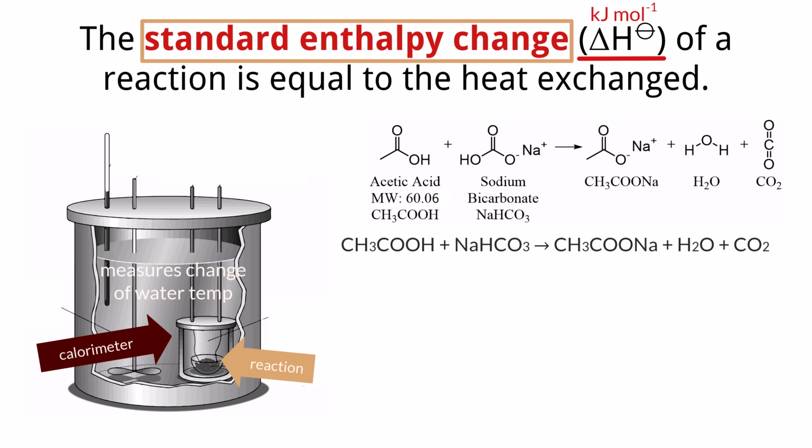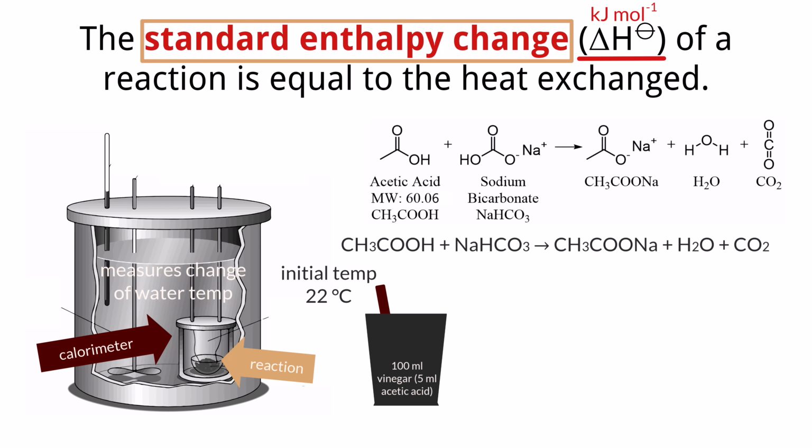You set up the reaction in a styrofoam cup with a stirrer, lid, thermometer, and 100 milliliters of vinegar. You record the initial temperature, 22 degrees Celsius, and add 10 grams of baking soda, replace the lid, and start the stirring. The final temperature is 24 degrees Celsius, a change of 2 degrees Celsius or 2 Kelvin.